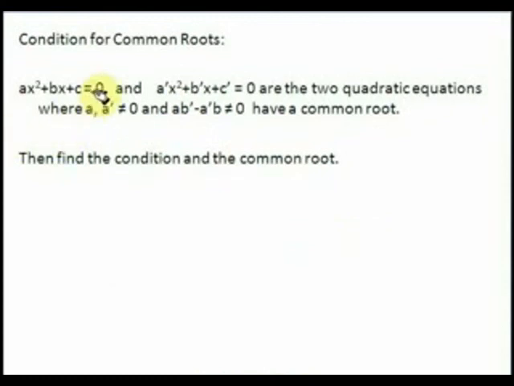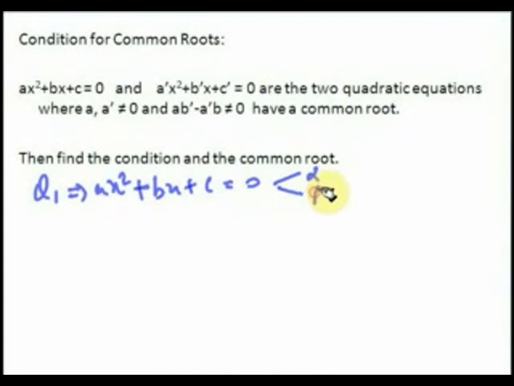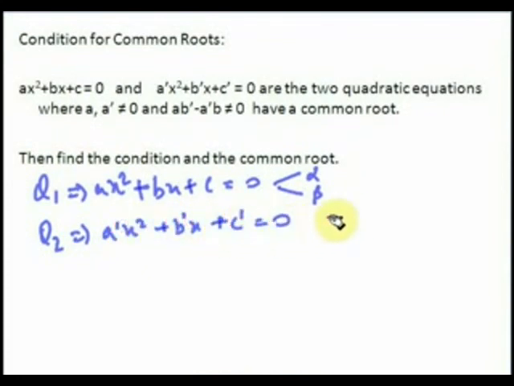The condition for the common roots. Given two quadratic equations, the first as a x square plus bx plus c is equal to 0. Suppose this equation has two roots alpha and beta, and given another quadratic equation a dash x square plus b dash x plus c dash is equal to 0. One of the roots has to be common in both the equations. Let the common root be alpha. So alpha will also be a root of this equation, and the other root is gamma.